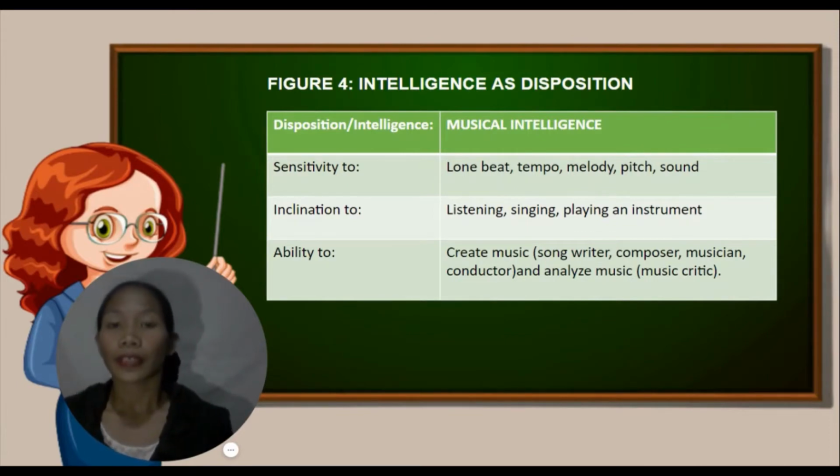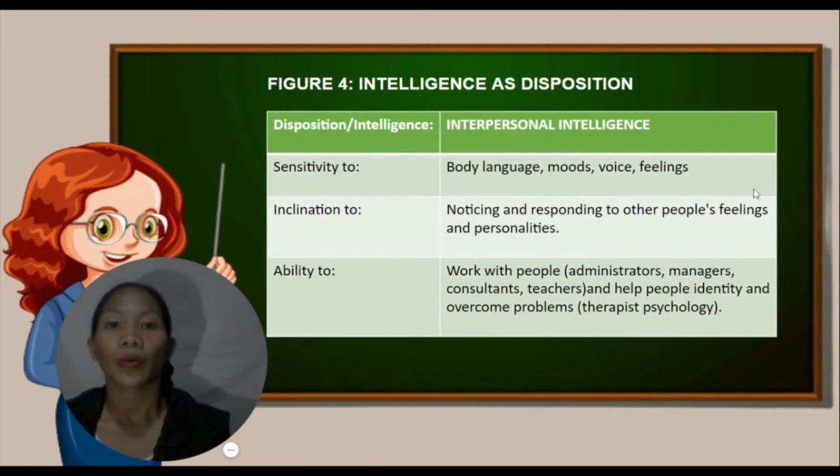And then we have your musical intelligence. So musical intelligence is sensitivity to beat, tempo, melody, pitch, or sound. And it is inclination to listening, singing, playing an instrument. So they have the ability to create music, like the songwriter, the composer, the musician, the conductor, and they can analyze music. So that is what we call a music critic.